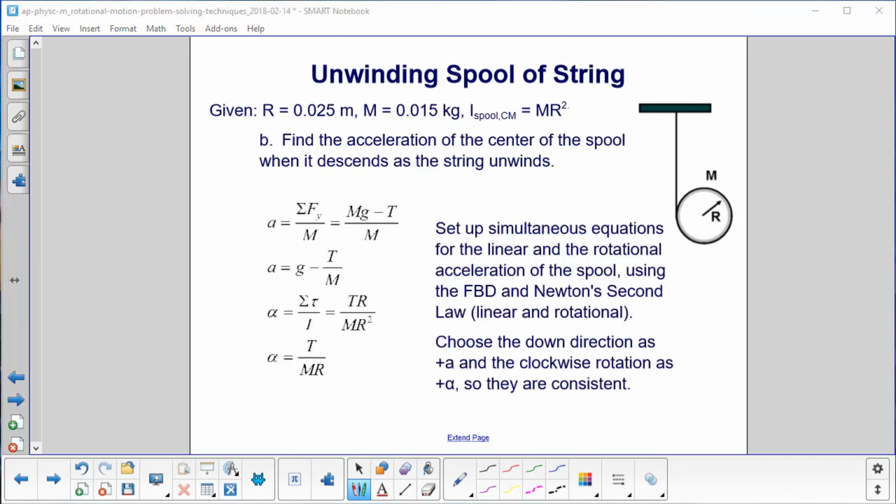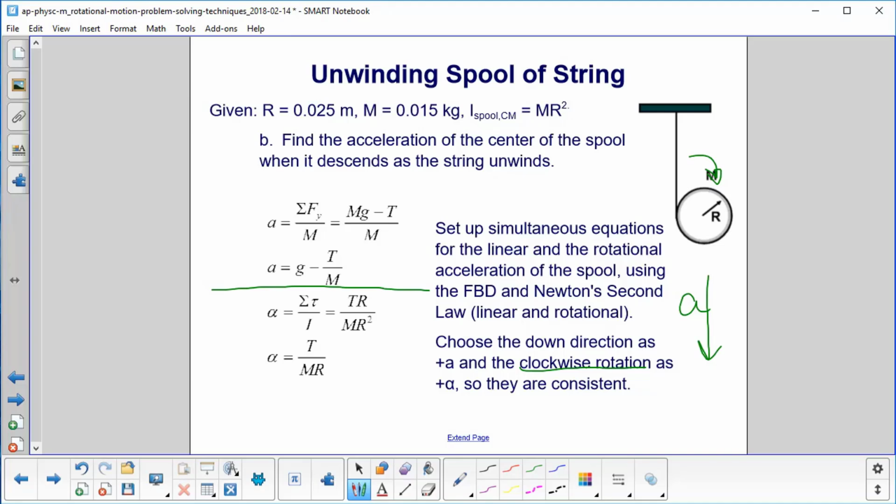To find the acceleration, we need to set up simultaneous equations for both the linear and the rotational acceleration of the spool. We're going to split it like this. Above that line are the linear equations and below is the rotational. Then we have to come up with a convention for the sign. This will be the positive direction for our acceleration because it's accelerating downwards. And what kind of rotation lets you accelerate straight down? The spool's going to rotate that way when it's moving down. So we will choose a clockwise rotation for positive alpha.